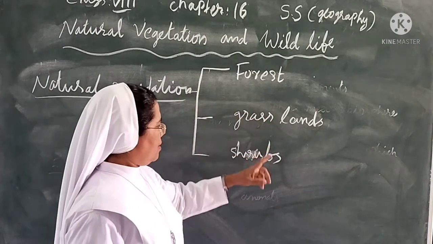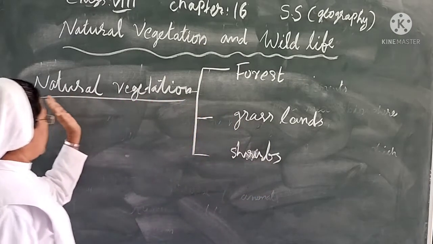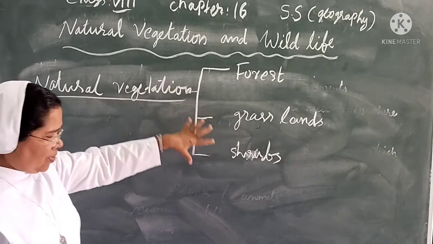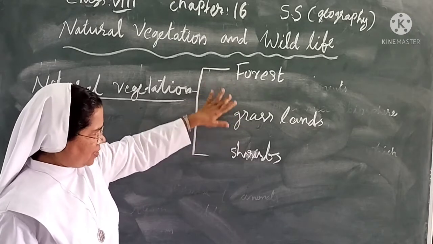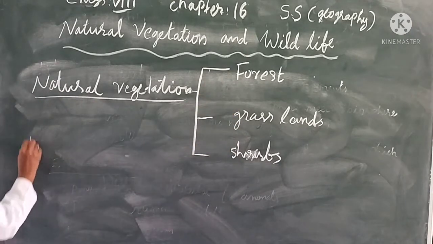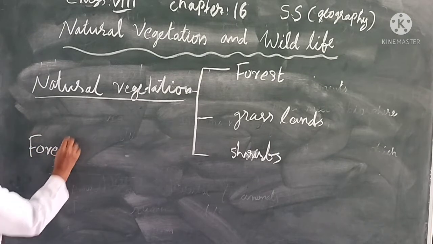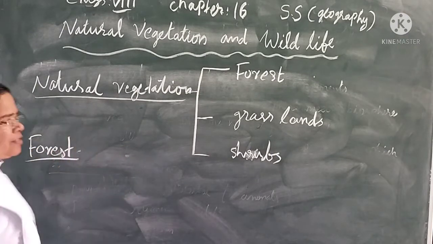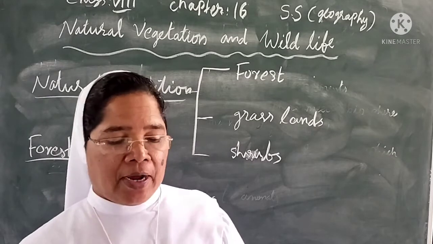Natural vegetation is classified into three parts: forest, grassland and shrubs. Now let us study the first point, forest.